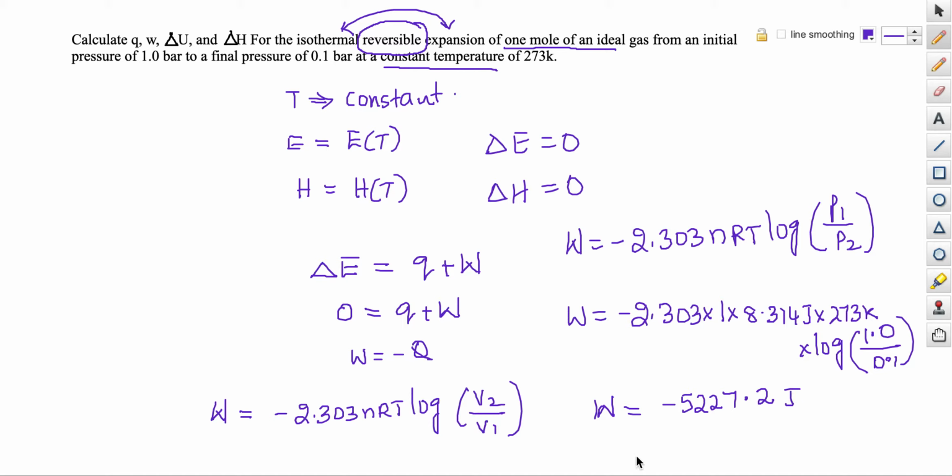So what is the heat absorbed? Heat absorbed is Q equal to negative W. Therefore Q is equal to 5227.2 joules. So this expansion is done by absorbing the heat. So this is problem 2. Now let's go for problem 3.